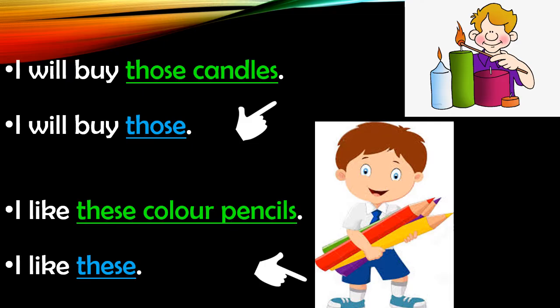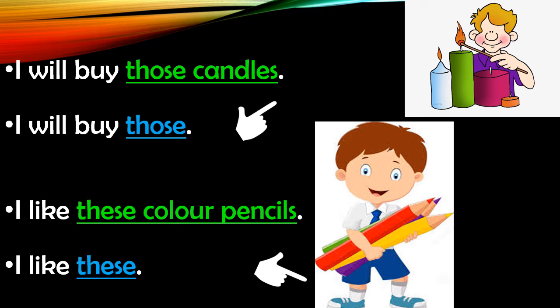There are two more examples to explain the use of demonstrative adjectives and demonstrative pronouns. Look at the first example. I will buy those candles and I will buy those. Here the demonstrative those is being followed by a noun, candles, so it becomes a demonstrative adjective. While in the second example, I will buy those, the demonstrative stands alone, so it becomes a demonstrative pronoun.